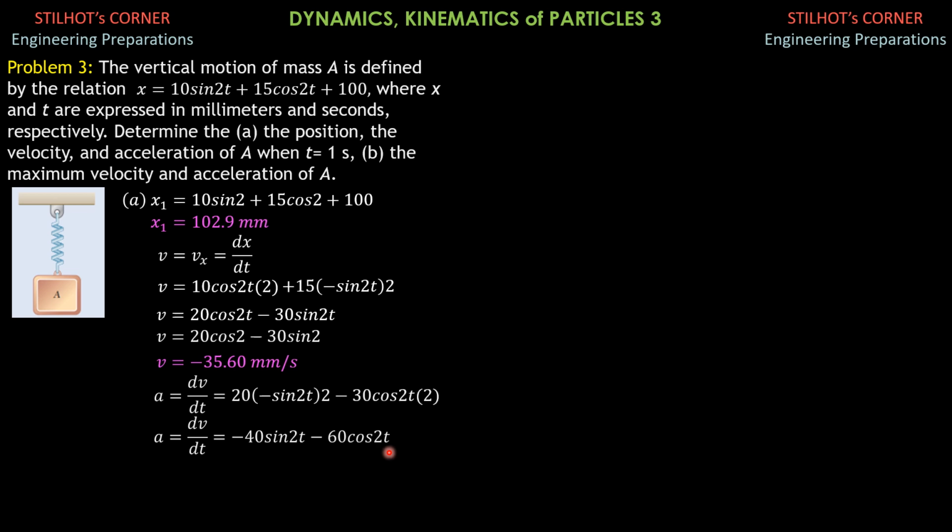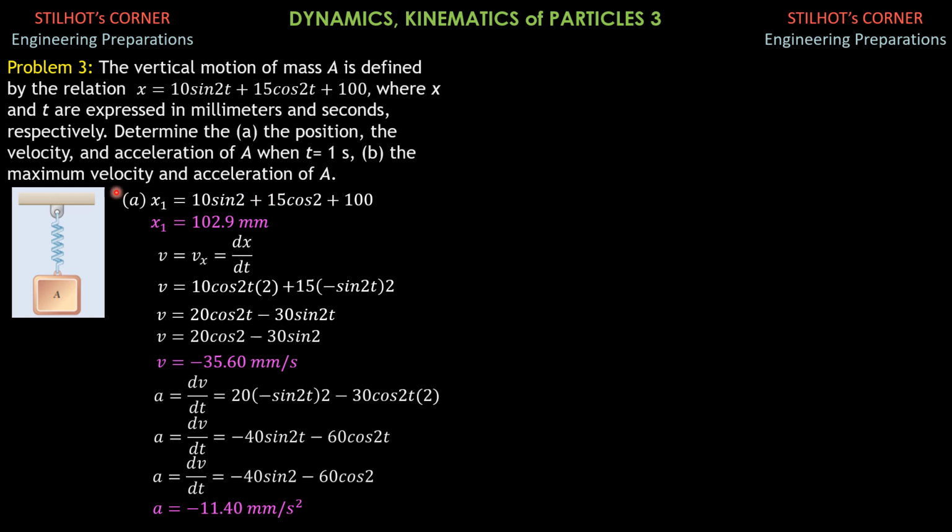Then substituting t equals 1, acceleration is equal to dv dt equals negative 40 sine of 2 minus 60 cosine of 2. So using the calculator, acceleration equals negative 11.40 mm per second squared when t is 1 second. Then letter B, the maximum velocity and acceleration of A.